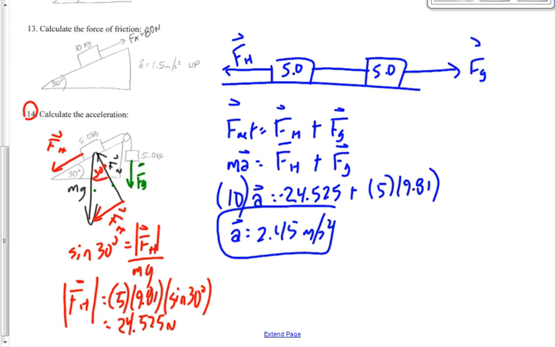Sorry, why wouldn't you use the whole weight? So why wouldn't I use the 10 kilograms? Good question. Guys, can anybody explain here why, when I'm calculating FH here, I don't use 10 kilograms? Rather, I only use the 5 kilograms. Yep, Abby?